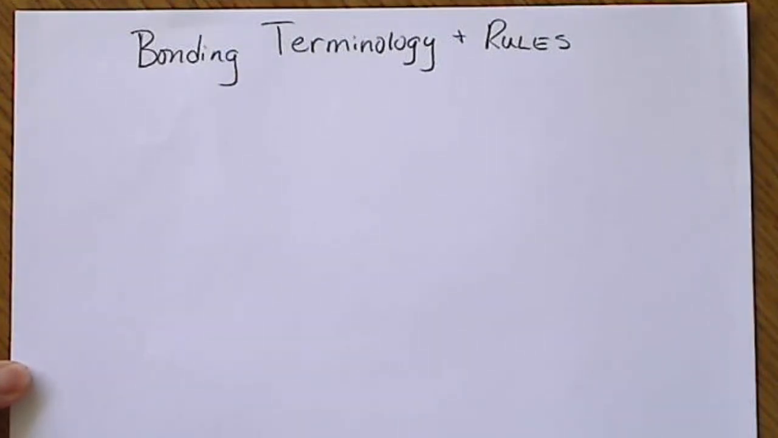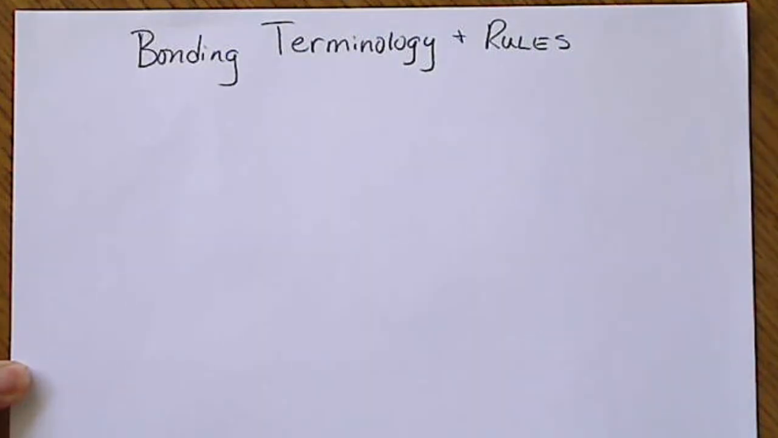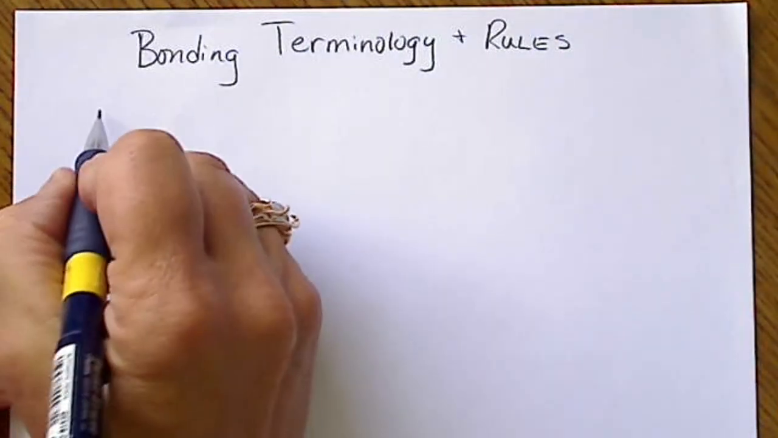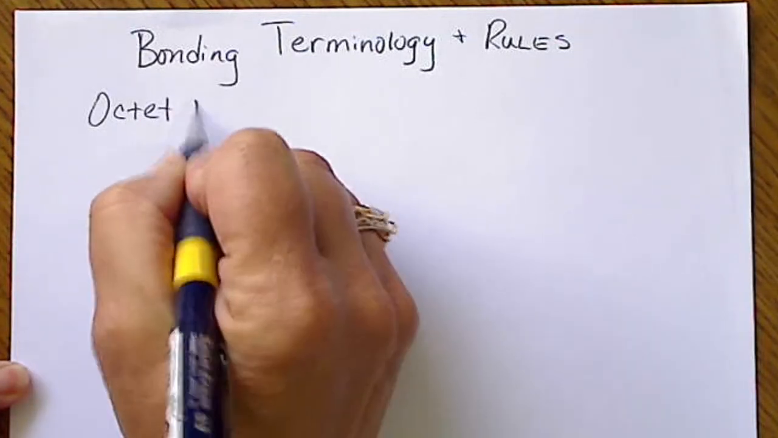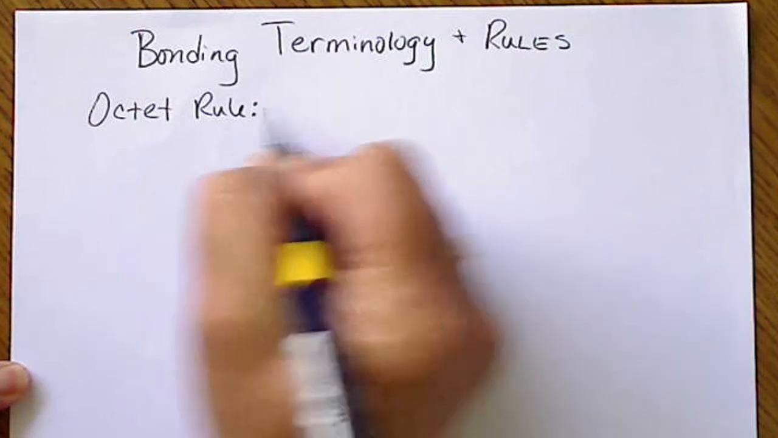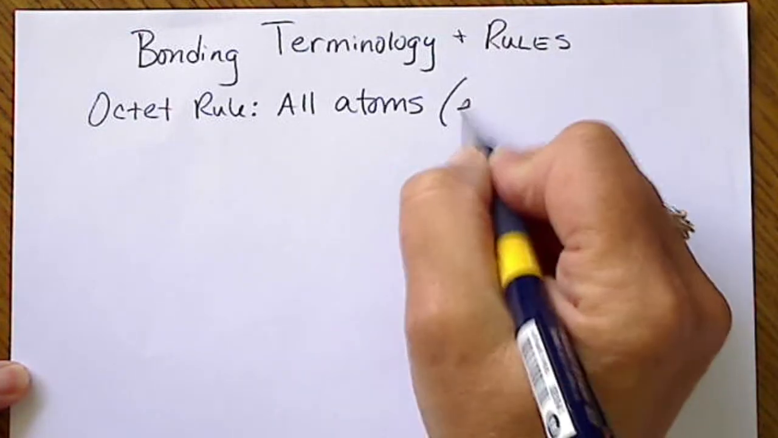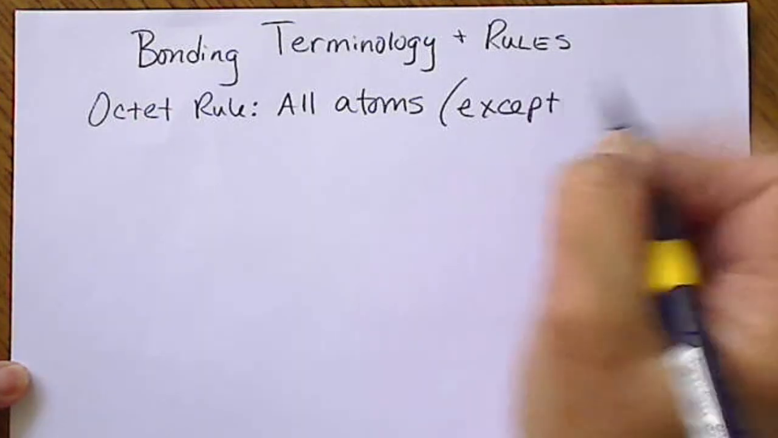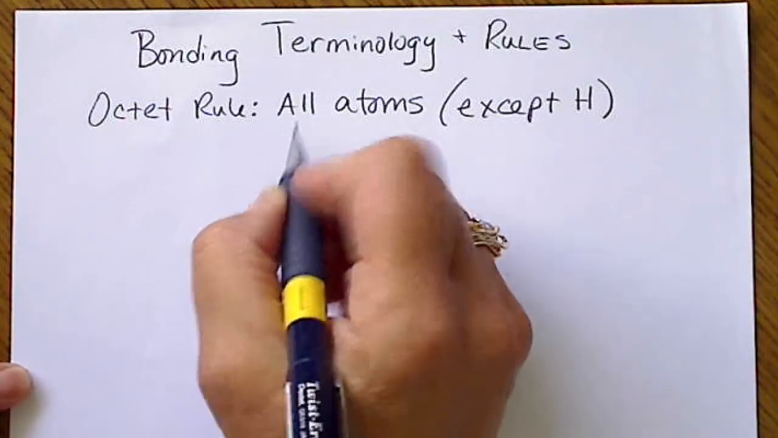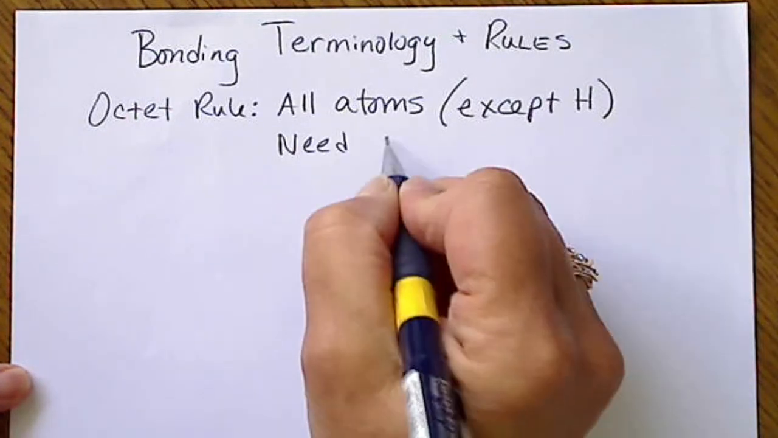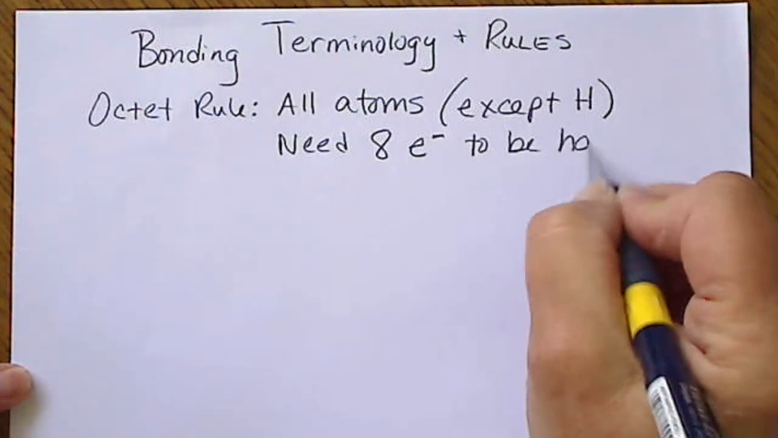If we recall from chapter 9 that all atoms like to have 8 electrons around them, we're going to call that the octet. So there's an octet rule, and that is all atoms except hydrogen. We're going to have to treat hydrogen separately in all cases. All atoms need 8 electrons to be happy.